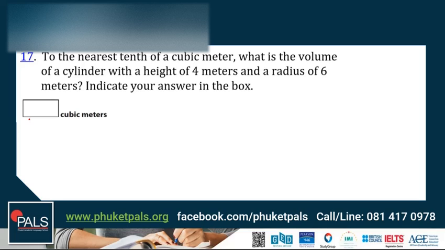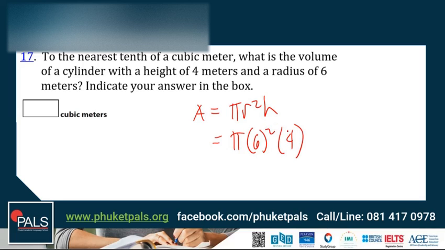So we need the formula for the volume of a cylinder, which is V equals pi r squared h. Then substituting the given, pi times the radius, which is 6, squared, times 4. Then solving using a calculator, the answer is 452.2. So it's 452.2 cubic meters.